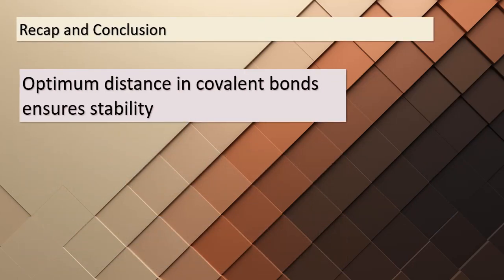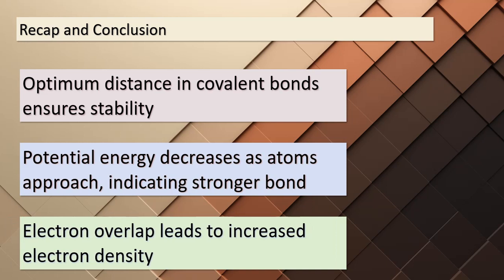And there you have it, our journey through the world of covalent bonds and potential energy changes. We've explored how the distance between nuclei affects the stability of a bond, and how electron overlap results in a stronger bond formation. Always remember, the energy change during this process provides us with valuable insights into the strength of the bond. With this understanding, we're equipped to delve even further into the intricate nature of chemical interactions. Keep up the great work, and let's continue our exploration of the wonders of chemistry.